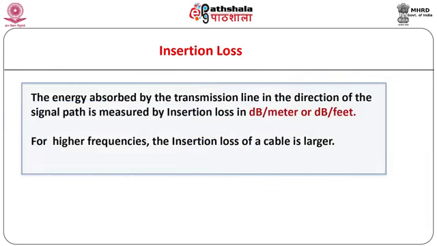The energy absorbed by the transmission line in the direction of the signal path is measured by insertion loss in dB per meter or dB per feet. Insertion loss of a cable varies with frequency. The higher the frequency, the greater is the loss.